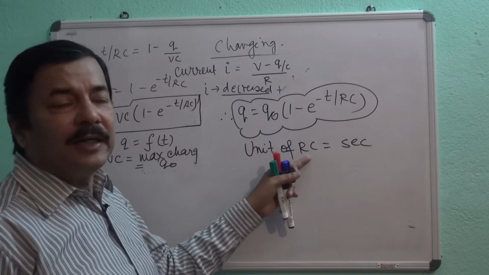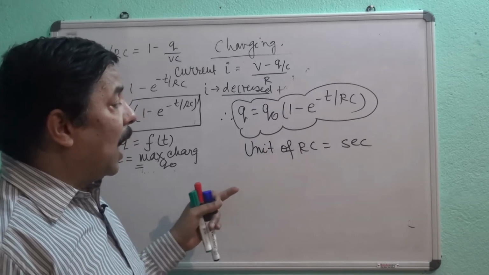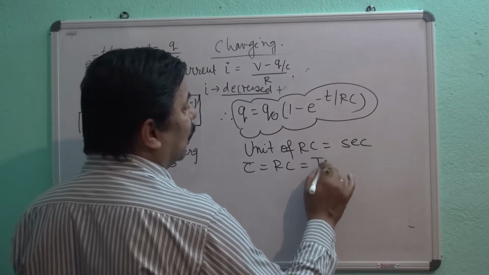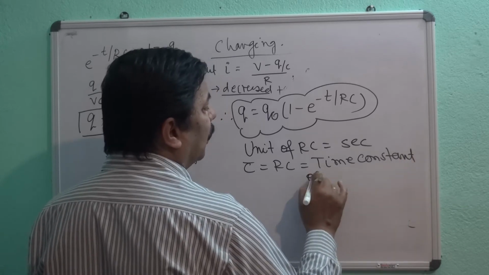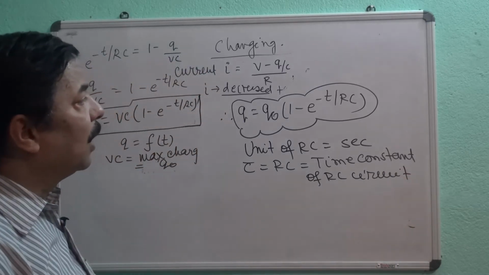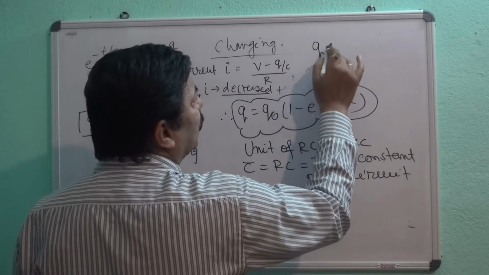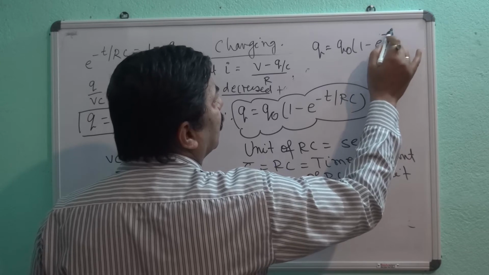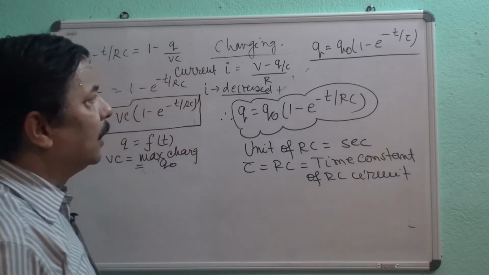And this is the question that is asked in entrance examinations many times, and this is called tau is equal to RC, the time constant of the RC circuit. So in the book you will find it written in this way also: Q is equal to Q naught (1 minus e to the power minus T by tau). This is also the format in which you will get it in the book.